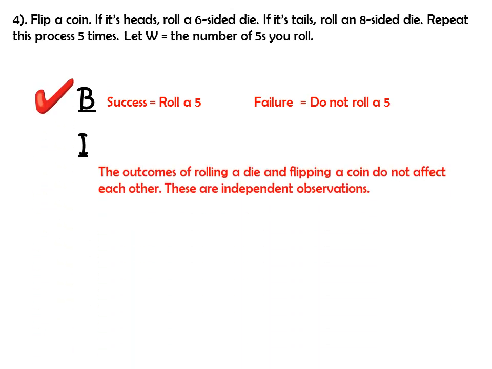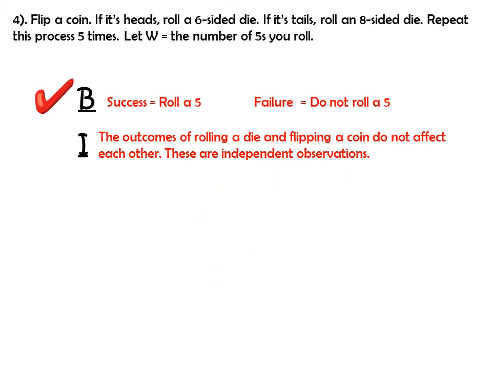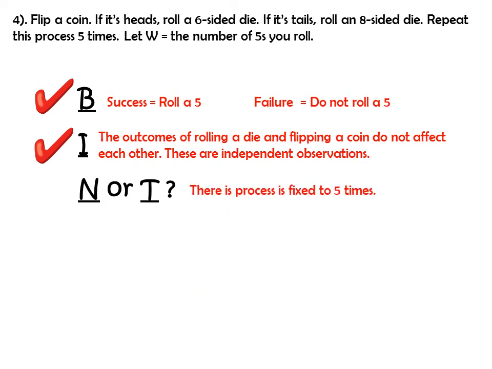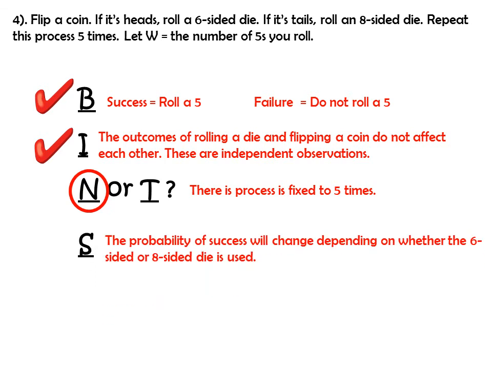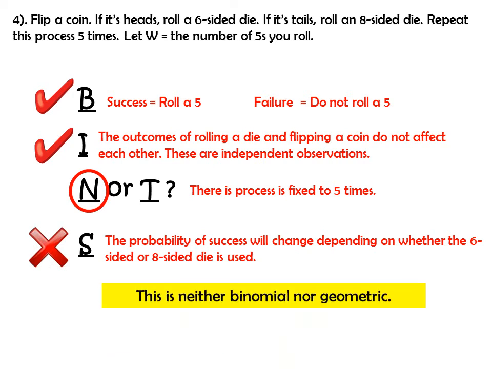Are these independent? Yes, the outcomes of rolling a die and flipping a coin do not affect each other. These are independent observations. Do we have N or T? This process is fixed to 5 times, so we have N. And then finally, S, success: is our probability of success the same every time? Well, the probability of success will change depending on whether the 6-sided die or 8-sided die is used. So S is not satisfied. Therefore, this is neither binomial nor geometric.